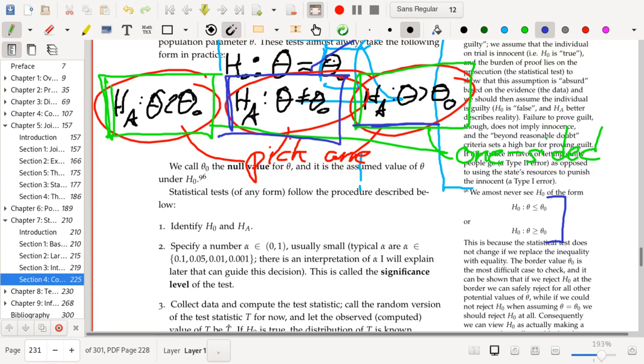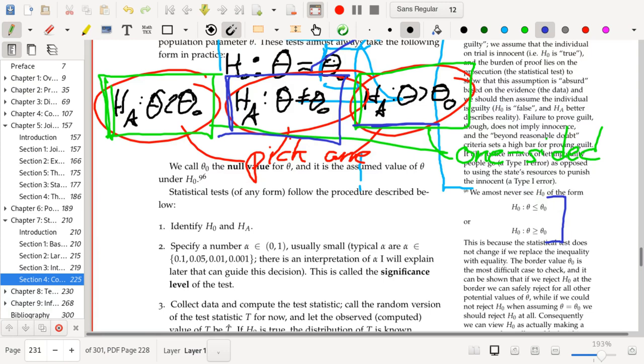Why is it that we're using equality? Well, you never actually see that inequality, because the moment you set the alternative hypothesis to be one-sided, that's implicitly what the null hypothesis will be. So if you say that your alternative hypothesis is that theta is greater than theta naught, then implicitly the null hypothesis is that theta is less than or equal to theta naught. So you get it automatically.